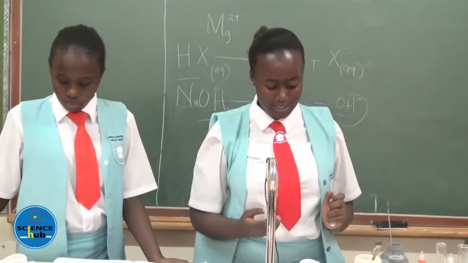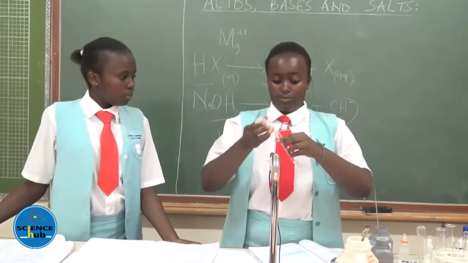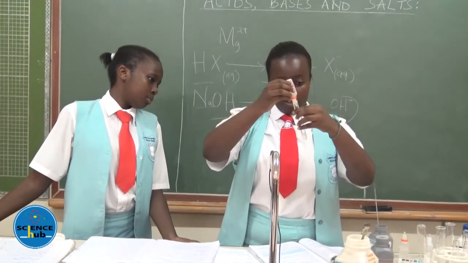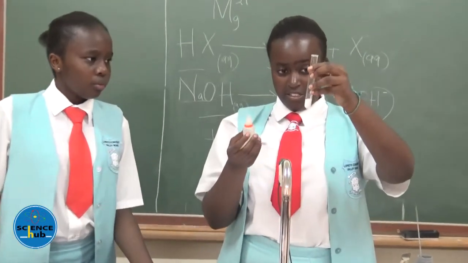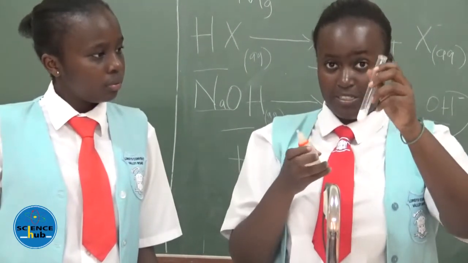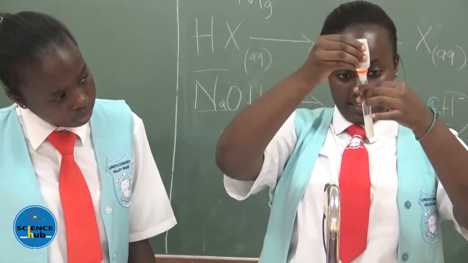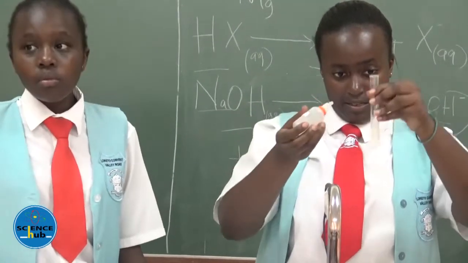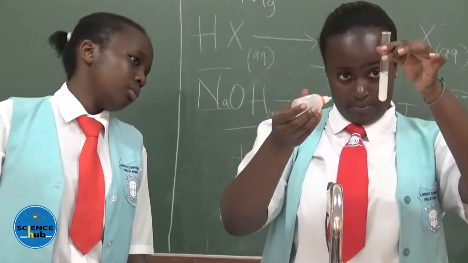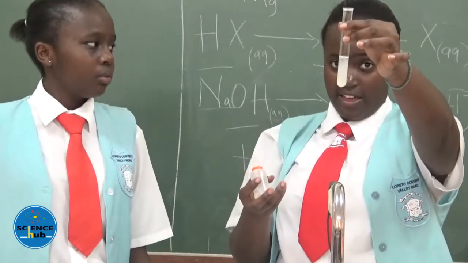First of all, I'm going to take us through with sodium hydroxide. First, we're going to put a few drops. When you put a few drops of sodium hydroxide, the solution turns white, which means that there's a white precipitate formed. When you add it in excess, the white precipitate slowly dissolves.